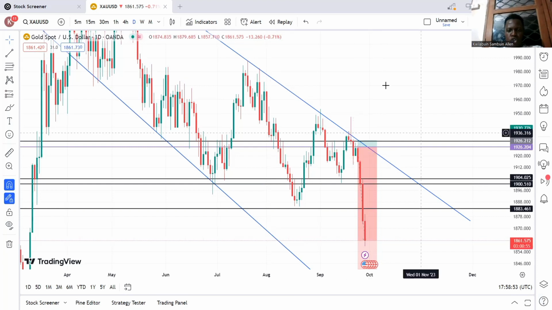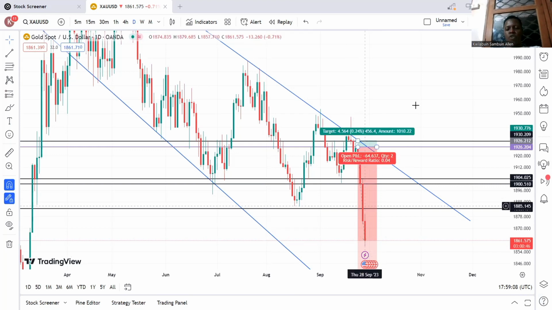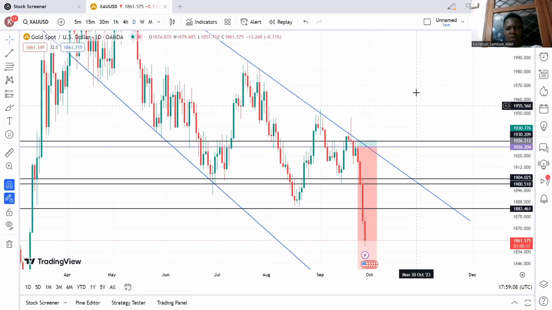So what you have to do is that at this particular point, once this trend line, the strong support resistance at 1883, is not broken, gold is down. Once that trend line is not broken, gold is down. That's the first thing. So it is going to make some pullback to the upside, and don't yet buy.